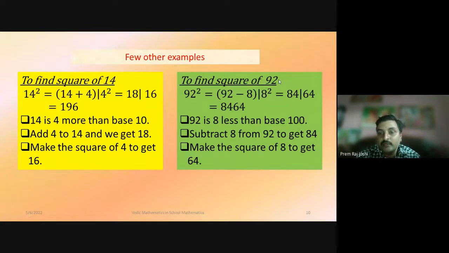Then what we do, we just subtract that deficient value from the given number. The given number is 92. We will subtract 8 from 92, and also we will do the square of that deficient value. Deficient is 8, so 8 square is 64, and 92 minus 8 will be 84. So here the answer will be 8464. So this is the process.